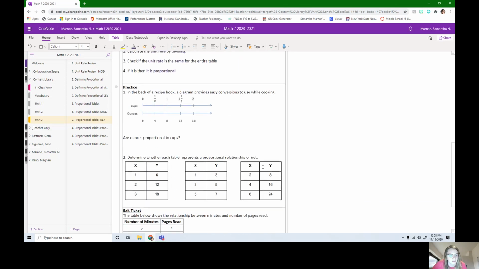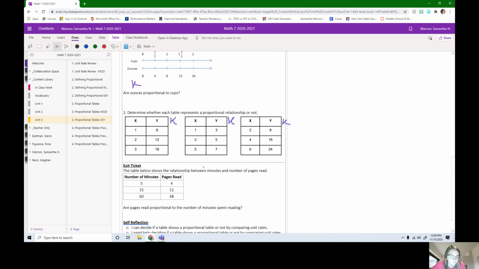So now you have some practice problems. This one is about a recipe in a book. So for this one, you're going to have to add your unit rate or your K down below. And then number 2, you're going to just determine if each of these is proportional. So you can throw in a K here, a K here, and a K here. Figure out the unit rate in each row and determine if it's proportional or not.